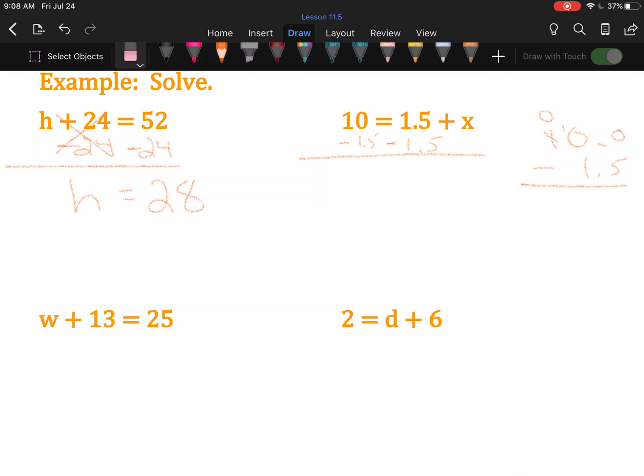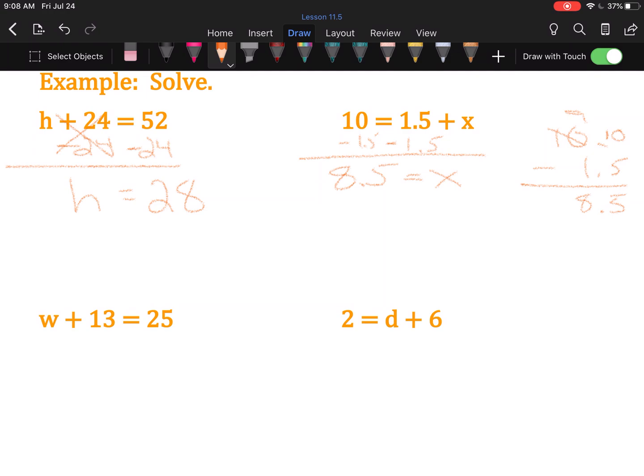We have to borrow from the 1 to make... That was silly. I can't believe I just did that. We have to borrow from the 10 to make 0, 10 over here. 10 minus 5 is 5. Drop the decimal point. 9 minus 1 is 8. So 8.5 is equal to x.